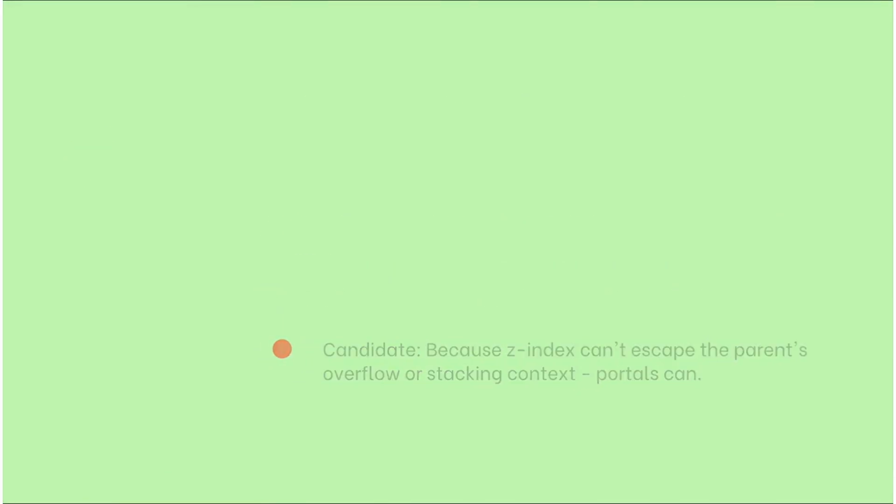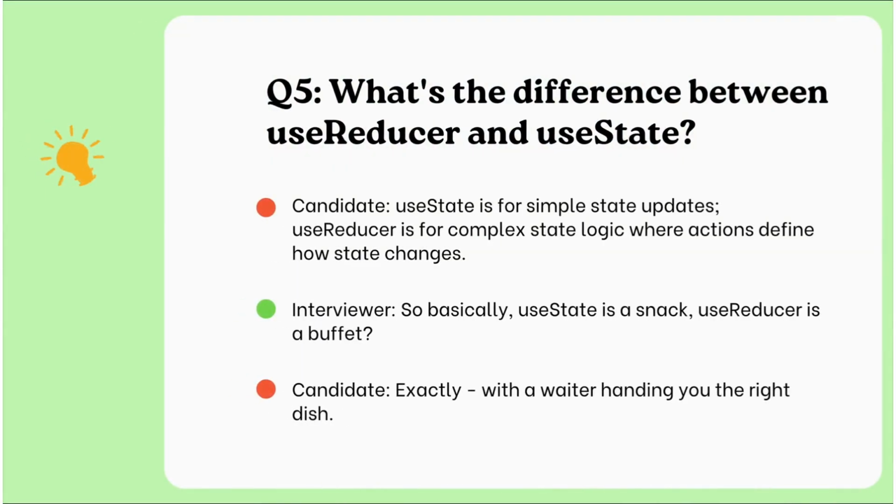What's the difference between useReducer and useState? useState is for simple state updates. useReducer is for complex state logic where actions define how state changes. So basically, useState is a snack, useReducer is a buffet? Exactly, with a waiter handing you the right dish.